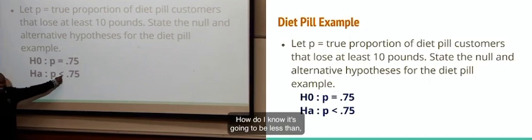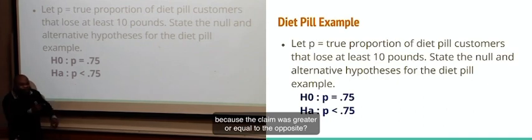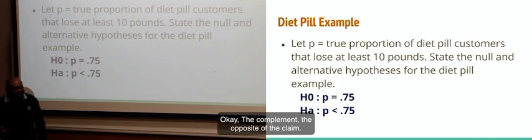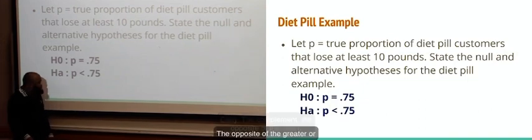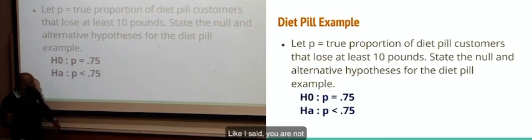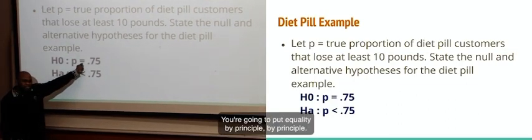How do I know it's going to be less than? Because the claim was greater or equal to. The opposite, the complement of the claim, the opposite of greater or equal to, is what you're going to put in the alternative. Like I said, you are not going to put greater or equal to in the alternative. You're going to put equality.